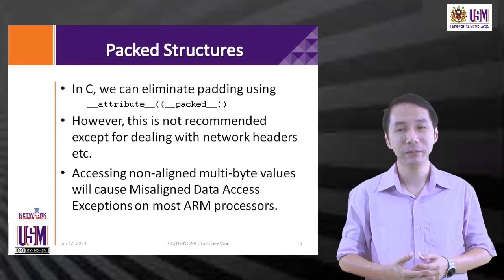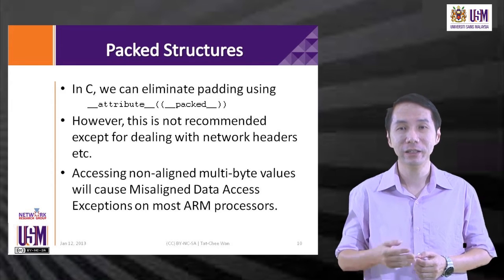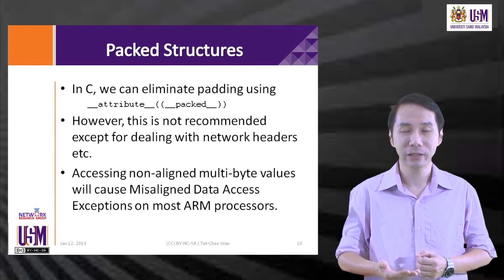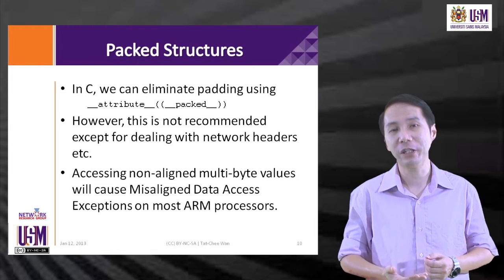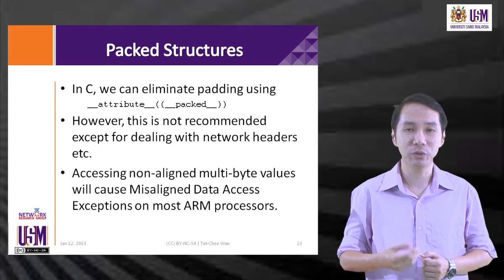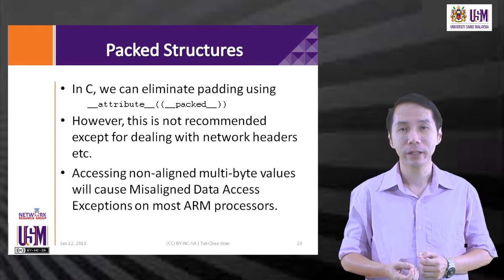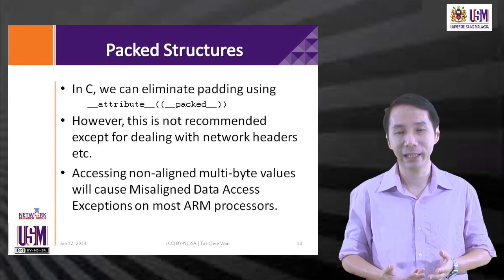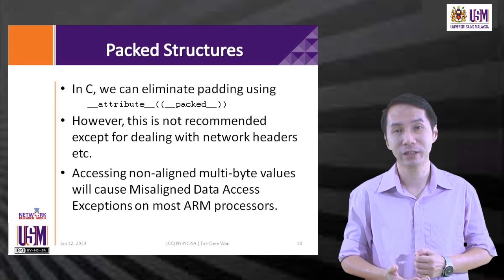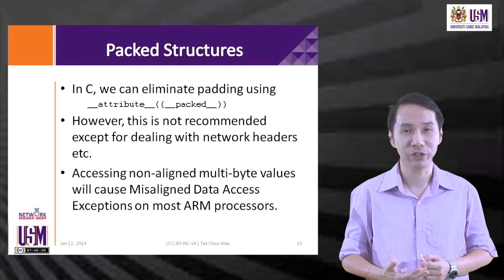However, this is not recommended because when we are dealing with access to memory, we need to make sure that the memory access is word aligned. But if we are dealing with network headers or other structures that are used to exchange information with other systems, it may be necessary to do so. The drawback of doing so is that we must access non-aligned multi-byte values using byte-by-byte access instead of a word access, because otherwise this will cause a misaligned data access exception on most ARM processors if we try to access a word-size variable from a non-aligned memory address.